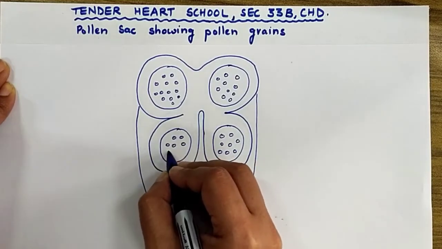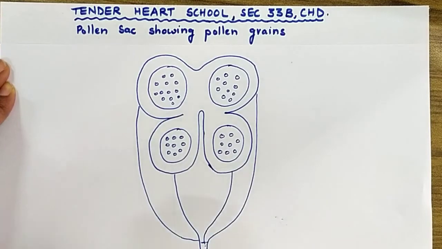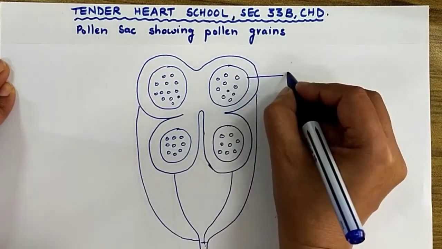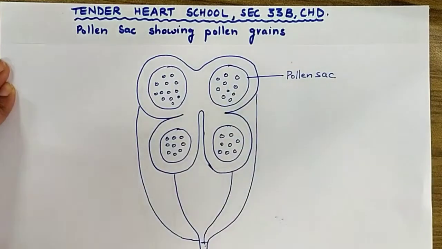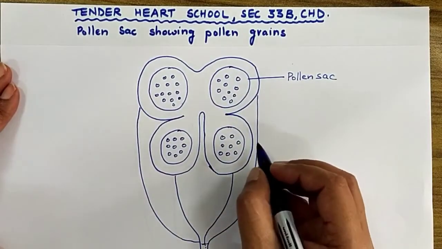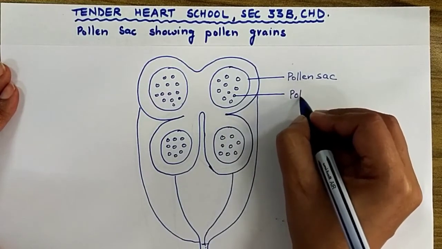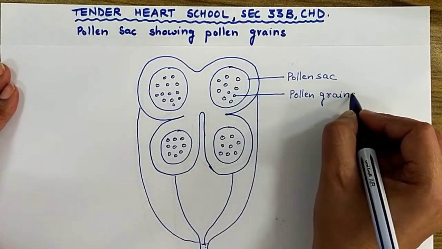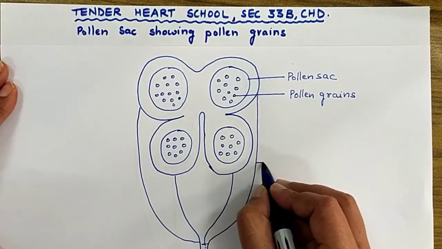Anther, which is the part of stamen, right? So let us just label this one. So this is your pollen sac. These are the pollen grains. Pollen grains otherwise are yellow colored powdery substance, right? So this we have made as the anther.